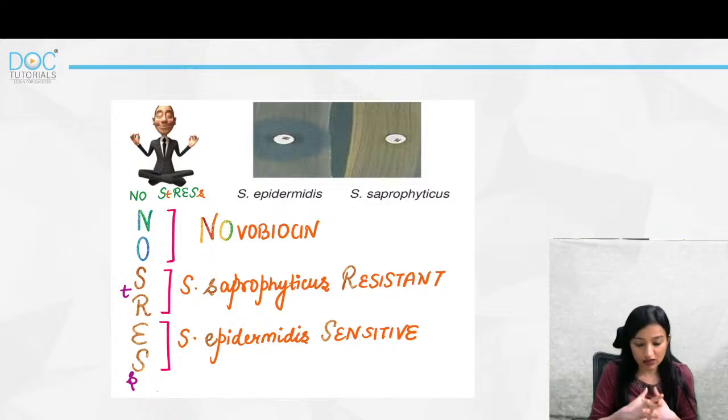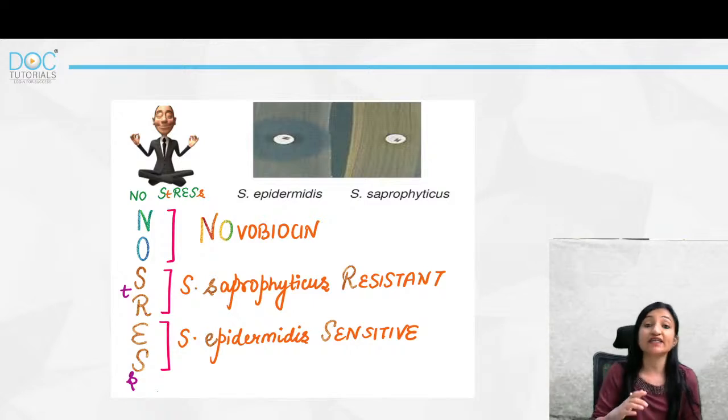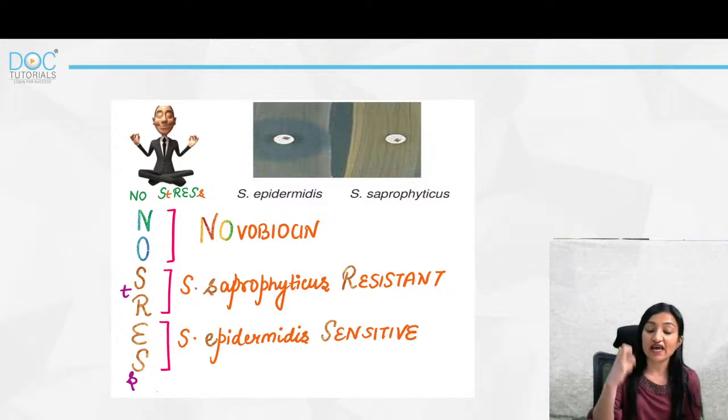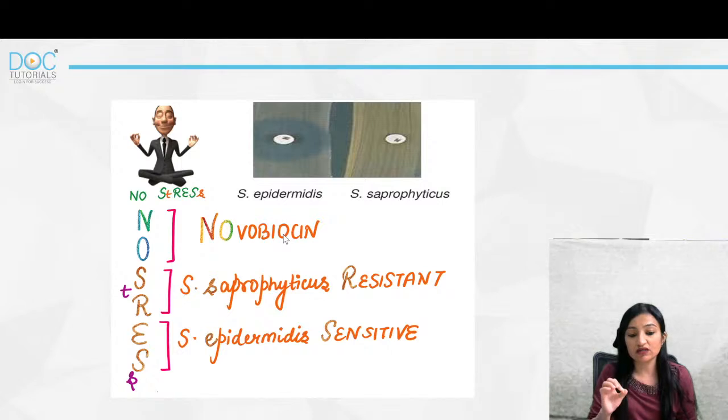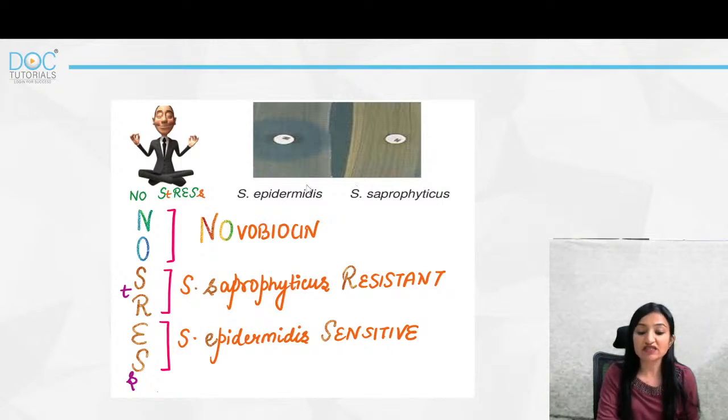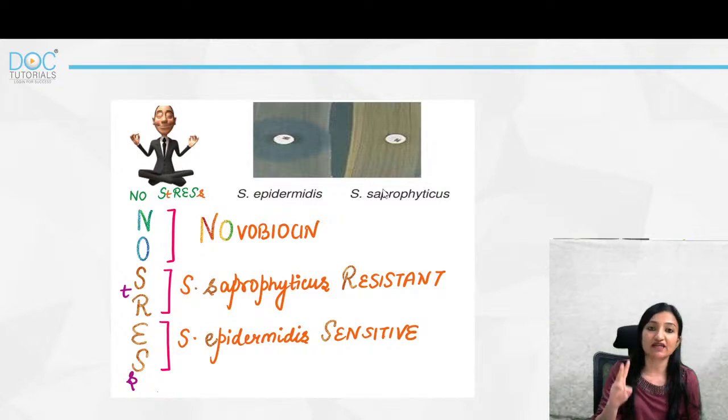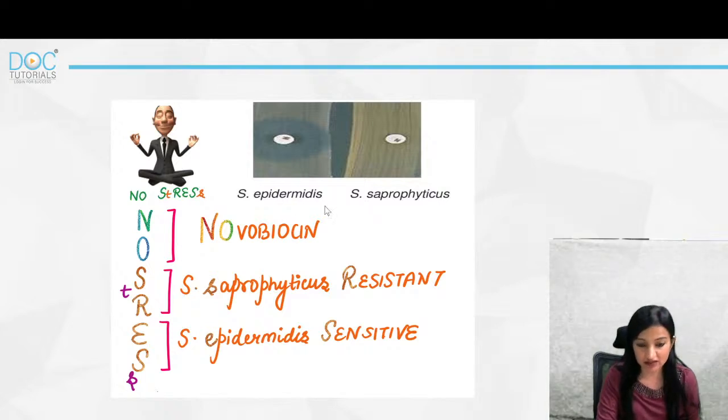Now some important differentiating discs which we use in the microbiology lab. These are the antibiotic discs which help us differentiate one organism from another. First and foremost, we have the novobiocin disc. This is an important antibiotic disc which will help us differentiate between two important coagulase negative staphylococci species, that is Staphylococcus epidermidis and Staphylococcus saprophyticus. As you can see in this picture, this pink colored disc is actually a filter paper disc, 6 mm in diameter. N is written over it.